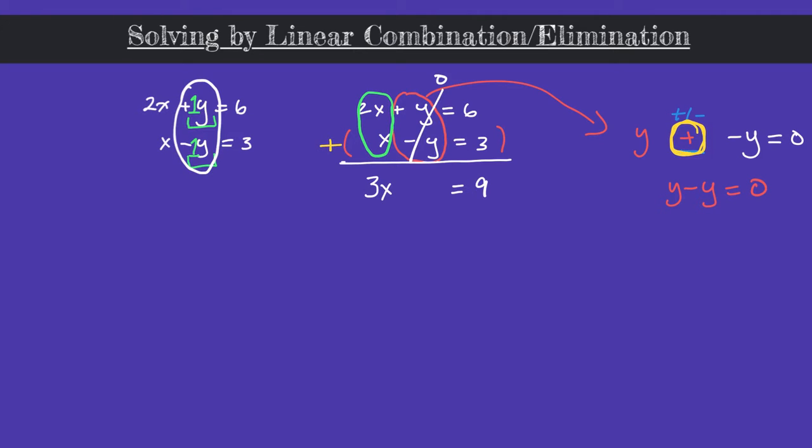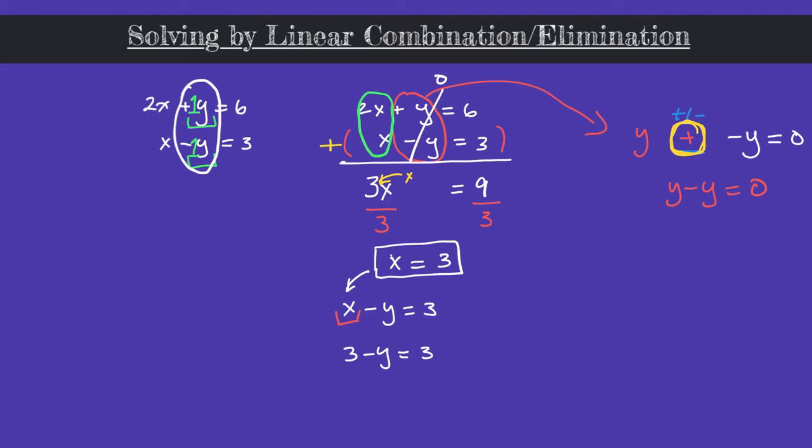Now we're going to go ahead and solve for our variable x by dividing by 3 on both sides, because the operation between the 3 and the x is multiplication. So we end up with x is equal to 3. Once we have this solution for our first variable, x, we can substitute this answer into either of the original equations. So I'm going to substitute it into our second equation, x minus y is equal to 3. But instead of x, I'm going to put 3 because that's the solution we have found. So 3 minus y is equal to 3. And when I solve for y, I will end up with y is equal to 0.